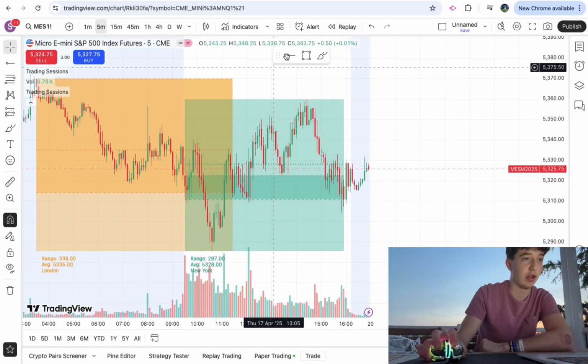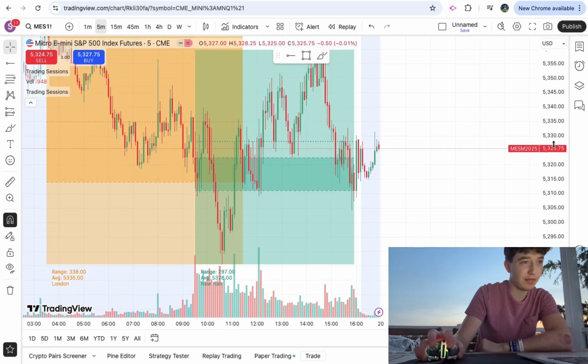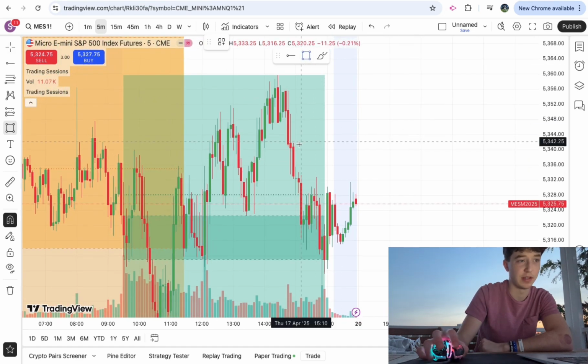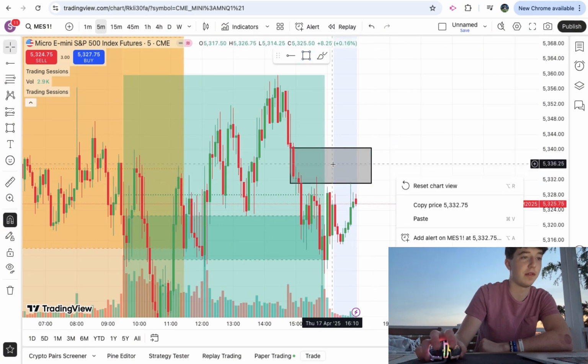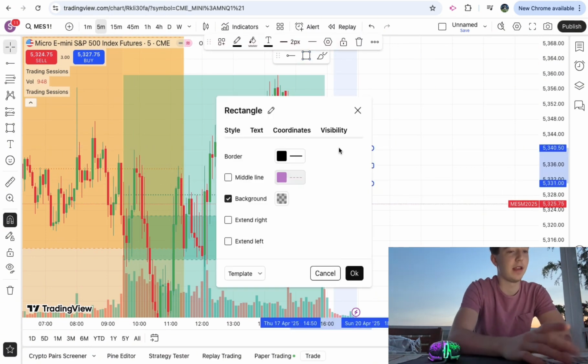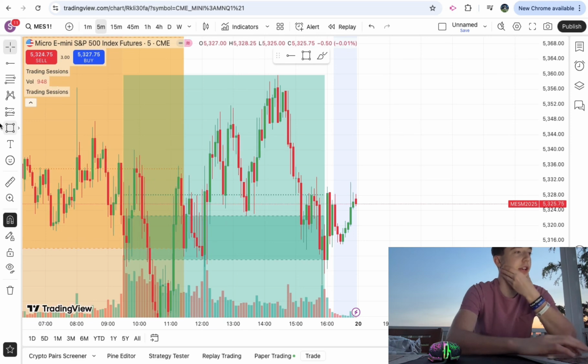I would just stick to knowing the basics, like favoriting some of the things, like a rectangle for fair value gaps and all that, SMTs, all that stuff. So yeah, what else can I show you?